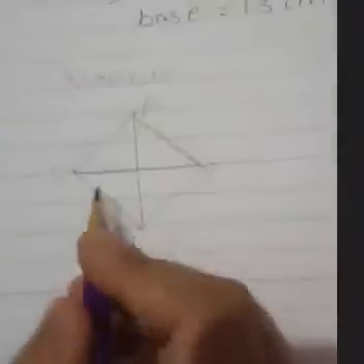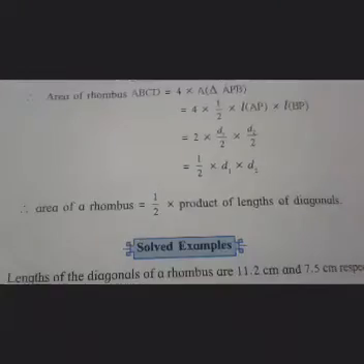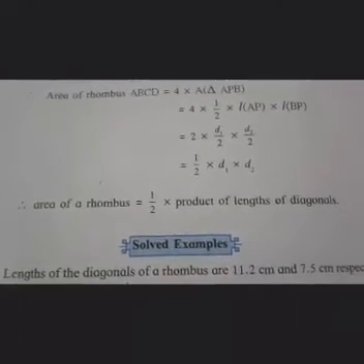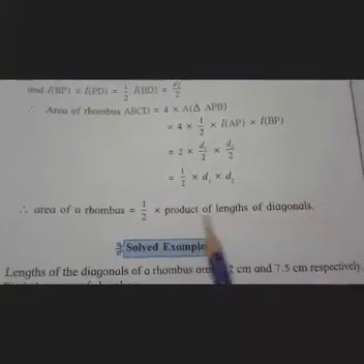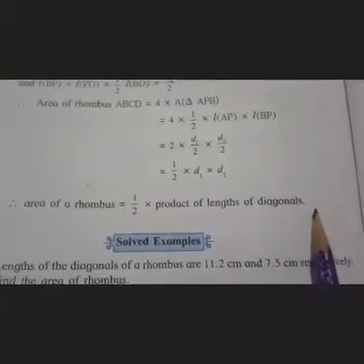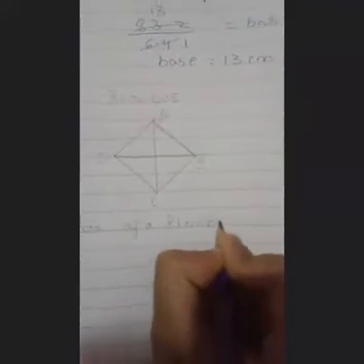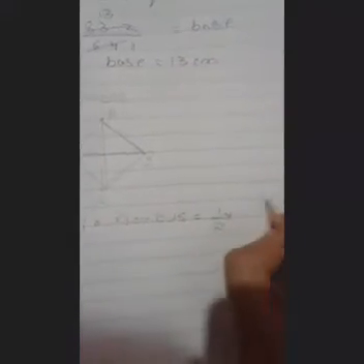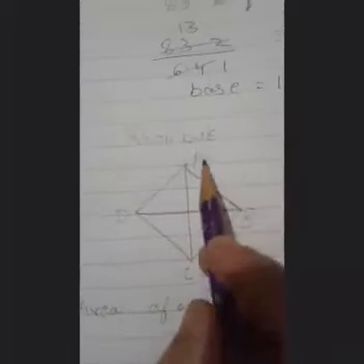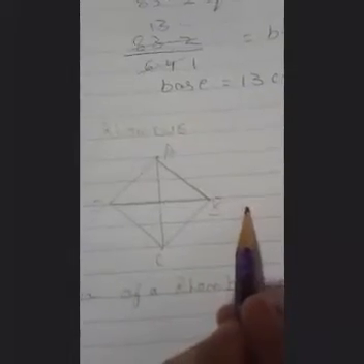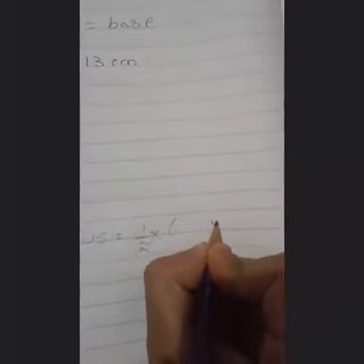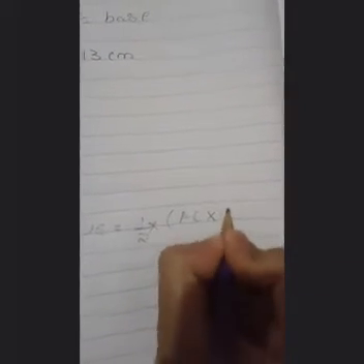Now we will write its area. The area of a rhombus is half into the product of the lengths of the diagonals. So the area of a rhombus is equal to half into the product of the lengths of the diagonals. Tell me which are the diagonals. AC is a diagonal, DB is a diagonal, and their product, meaning multiplication, is the product of AC and DB. So, the product of the lengths of the diagonals.